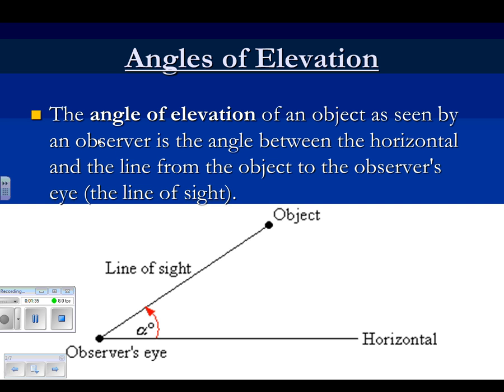Again, the angle of elevation of an object as seen by an observer is the angle between the horizontal and the line from the object to the observer's eye, the line of sight. The angle included between the line of sight and the horizontal line is called the angle of elevation.